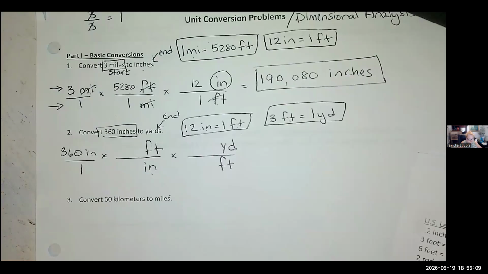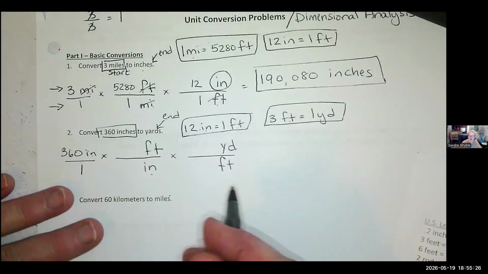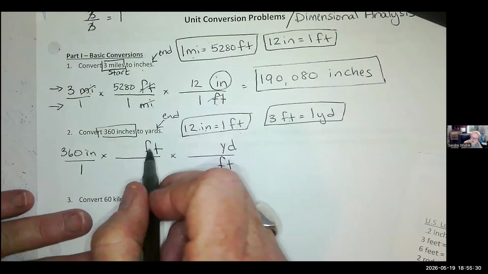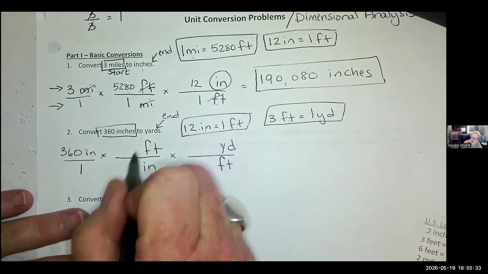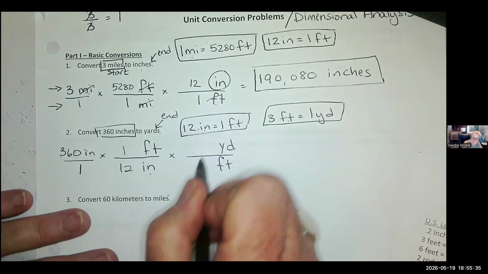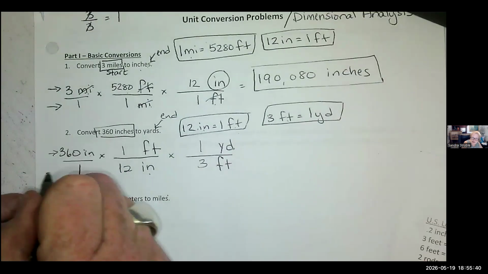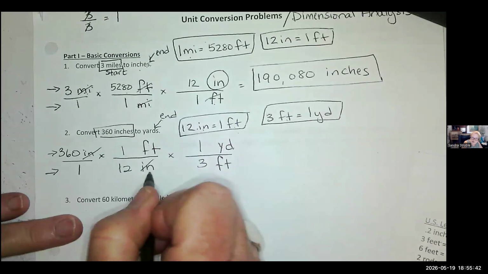I have found, and all of your science professors will show you this way to do it, that I make fewer mistakes. I really struggled with this in school. And since I've started doing it this way, I don't make mistakes. I just don't. It worked out wonderfully. So once you get it all laid out, you're going to plug in your 12 inches to 1 foot and your 3 feet to 1 yard. Again, multiplying straight across, your inches are gone, top and bottom, feet are gone, top and bottom, and we're left with yards.